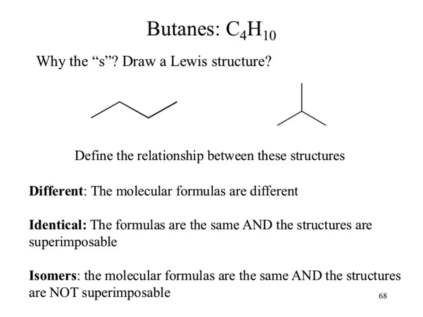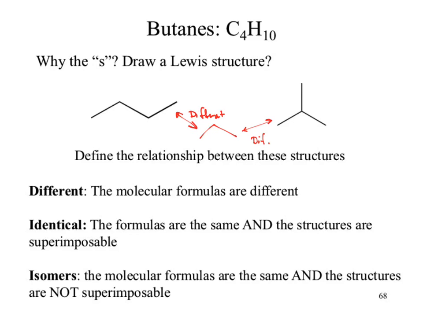So we have 3 terms that we will start to use, at least within this chapter. We have different, we have identical, and we have isomers. Different means the molecular formulas are different, so nothing about them is similar. So propane, in comparison back to those two, is different. If I drew propane, the relationship between those two is different. And because different is too long, we'll just say diff. So those are different.